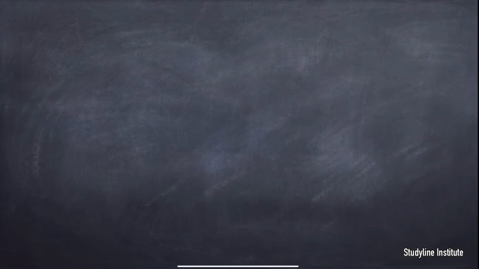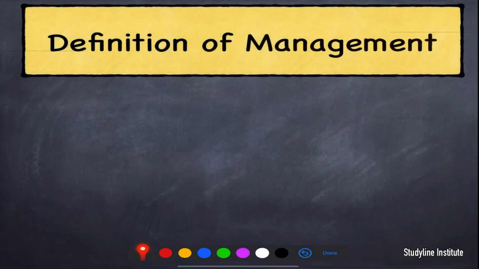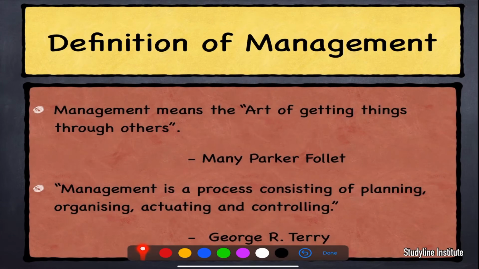Now, if we see further the definition of management, we need to remember at least two definitions. We need to understand what is management. So, management means what? The art of getting things through others.